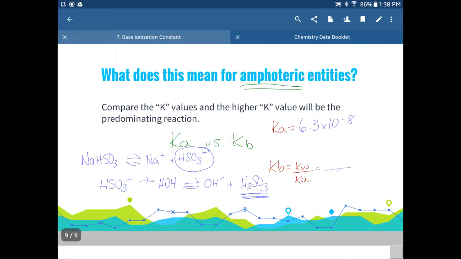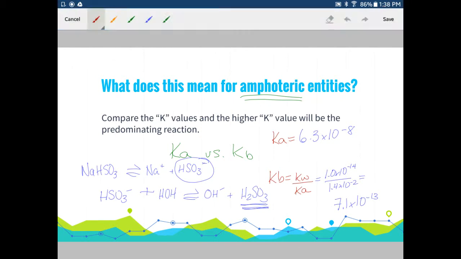So this equals my Kw, which is 1.0 times 10 to the negative 14, divided by 1.4 times 10 to the negative 2, giving me a value of 7.1 times 10 to the negative 13. So when I go to take a look at these two values, okay, this guy here and this guy here for Kb, I need to figure out which value is larger.